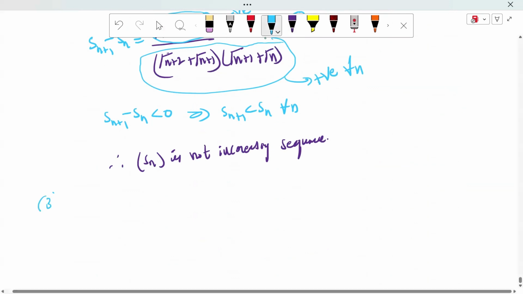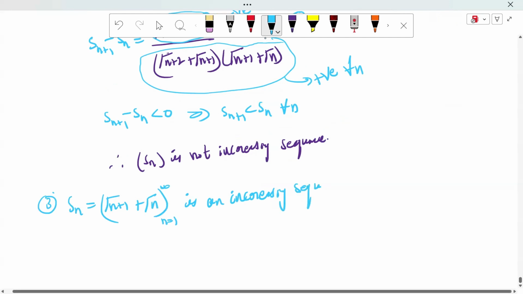Third example: Sn is equal to under root n plus 1 plus root n. This is an increasing sequence.